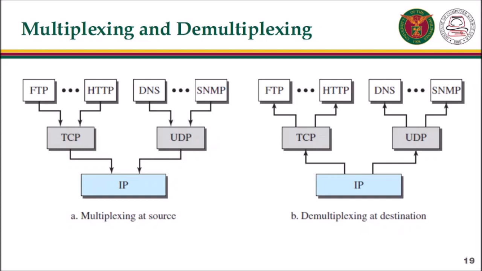Since the TCP/IP protocol suite uses several protocols at some layers, we can say that we have multiplexing at the source and demultiplexing at the destination. Multiplexing in this case means that a protocol at a layer can encapsulate a packet from several next higher layer protocols. Demultiplexing means that a protocol can decapsulate and deliver a packet to several next higher layer protocols.